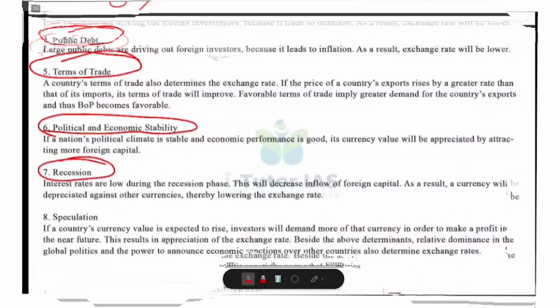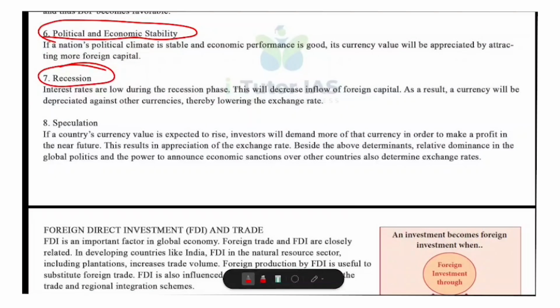Okay. Next one, recession. During a recession, interest rates are low, foreign capital inflow slows, and the currency depreciates. For example, during the 2008 financial crisis, many currencies weakened against the US dollar. And the last one, speculation.